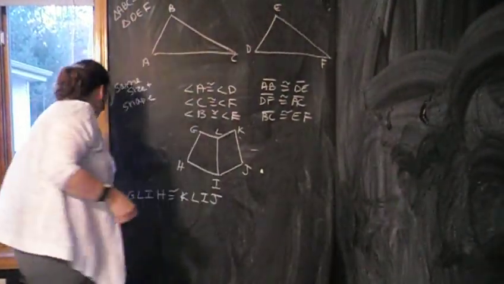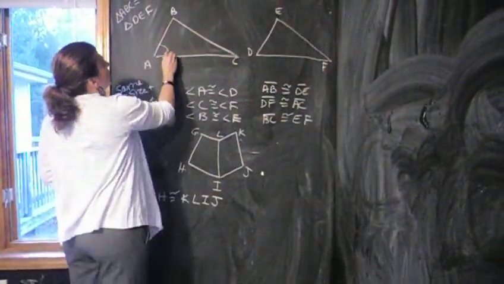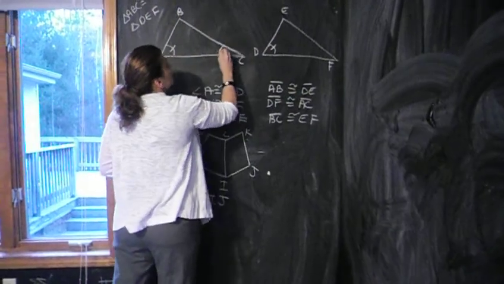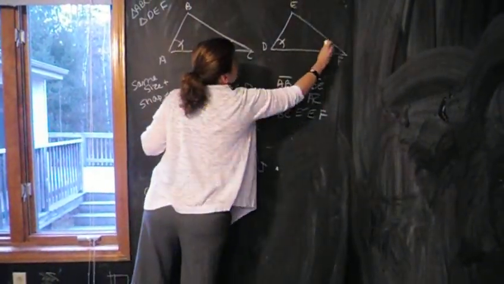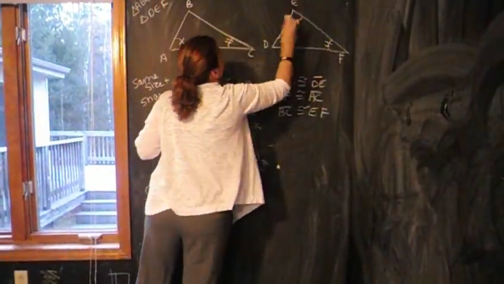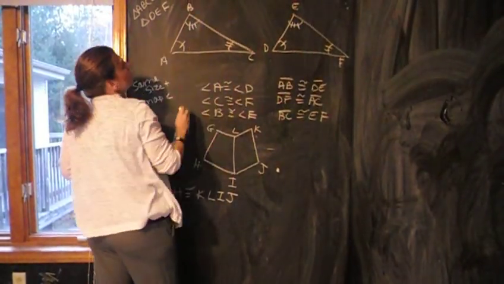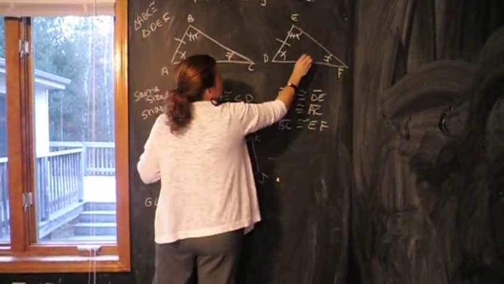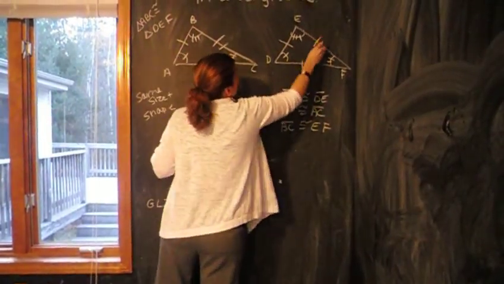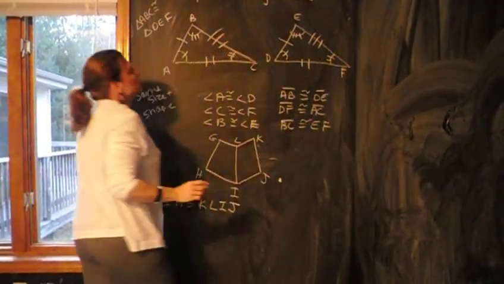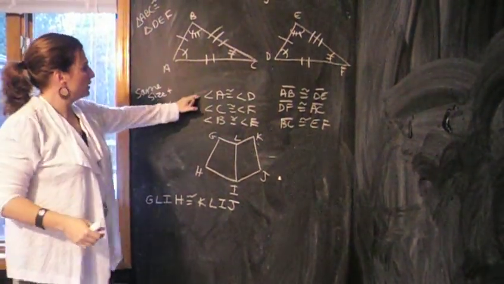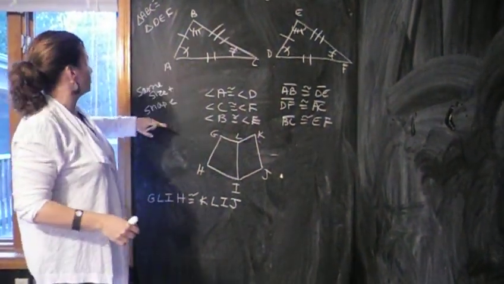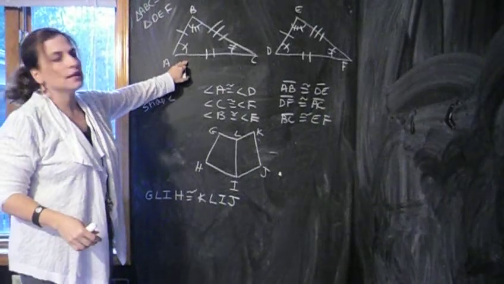It would also mean that AB is congruent to DE, AC is congruent to DF, and BC is congruent to EF. So I could actually draw in my little A is congruent to D, C is congruent to F, E is congruent to B. And then these two sides are congruent, these two sides are congruent, and those two sides are congruent. So I have that all written here. You want to write this down in your notebook. These are the same size and the same shape.